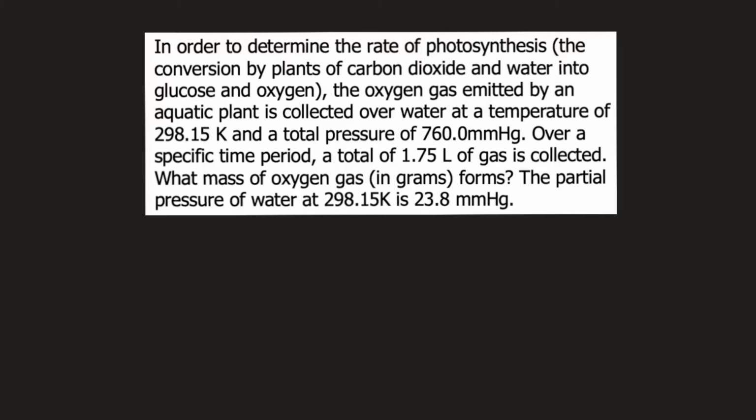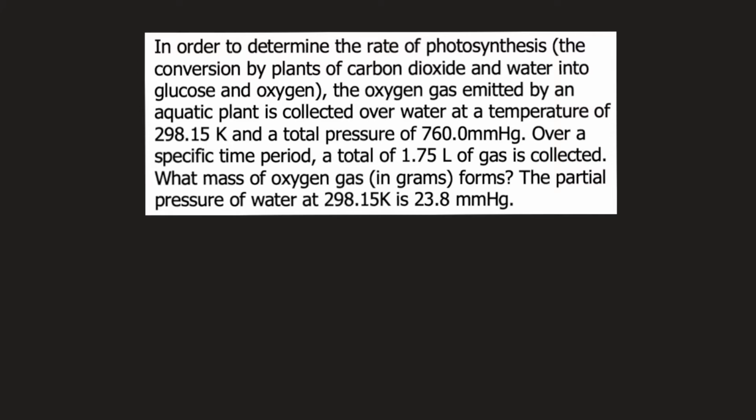In order to determine the rate of photosynthesis, the oxygen gas emitted by an aquatic plant is collected over water at a temperature of 298.15 Kelvin and a total pressure of 760 mmHg. Over a specific time period, a total of 1.75 liters of gas is collected. What mass of oxygen gas in grams forms? The partial pressure of water at 298.15 Kelvin is 23.8 millimeters mercury.